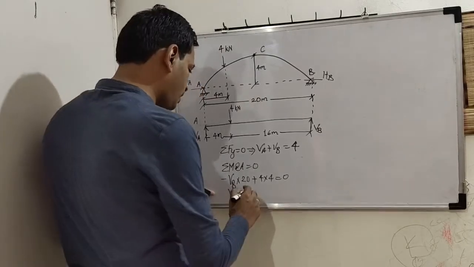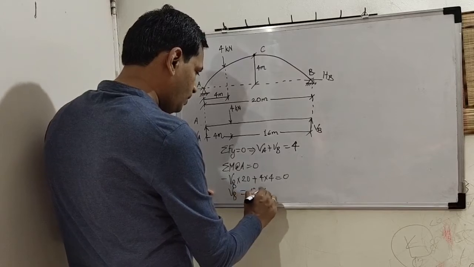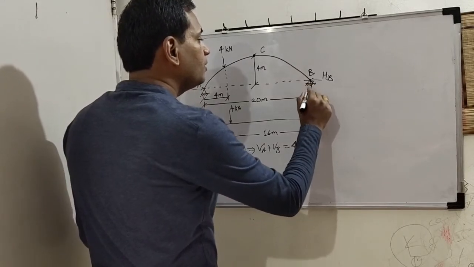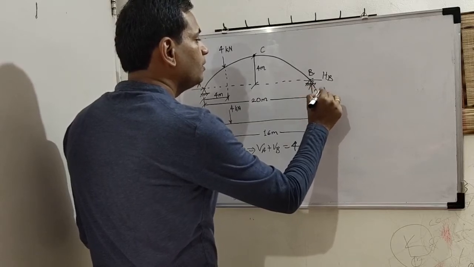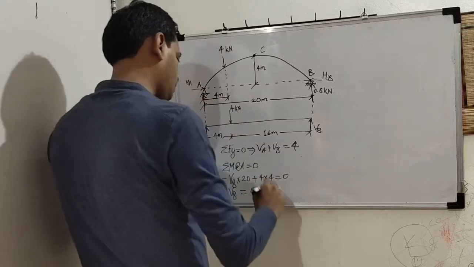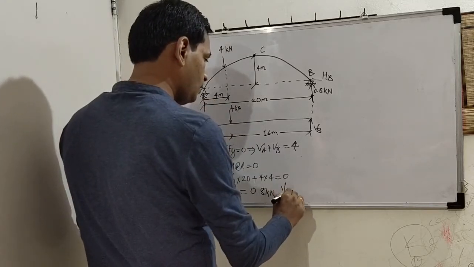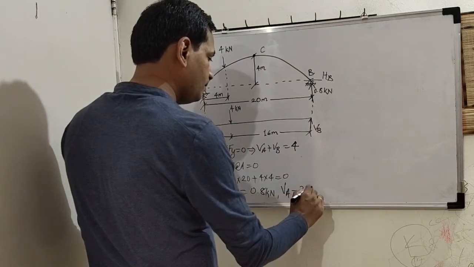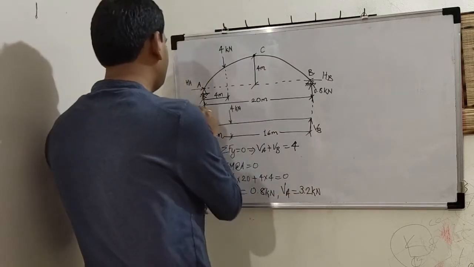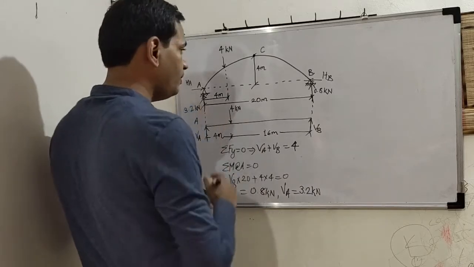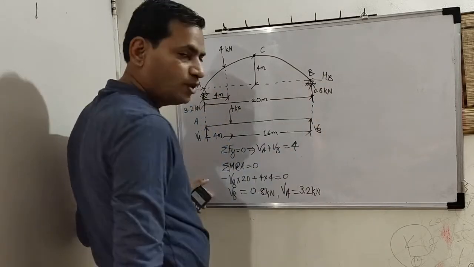So it is 0.8. VB is 0.8 kilonewton. Okay, I'll write here 0.8. So this is VA. From this equation, 4 minus 0.8 is 3.2 kilonewton. Correct? So two reactions are over. Now we have to find horizontal reactions.